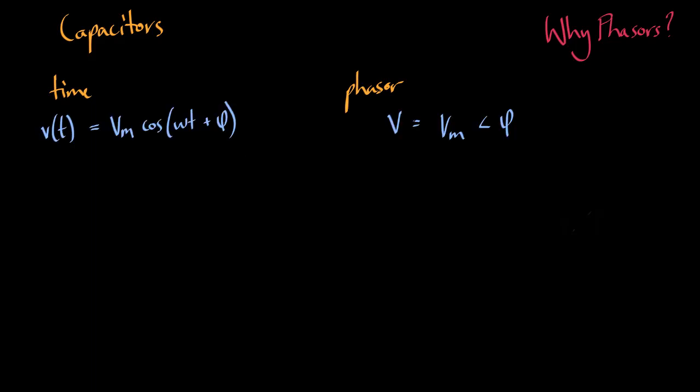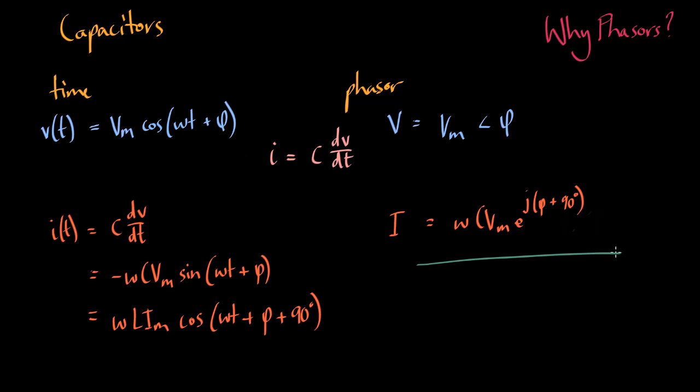The third case is capacitors. Starting with the voltage now, we know the voltage across a capacitor as a function of time and as a phasor. Now working to find the current, we use the formula I is equal to C multiplied by dV/dt. Again, here we see a multiplication by e to the j90, which results in an anti-clockwise shift of 90 degrees.